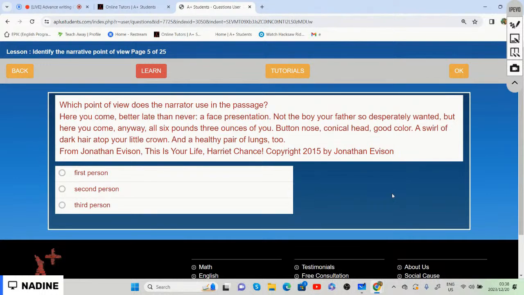All right. Here you come. Better late than never. A face presentation, not the boy your father so desperately wanted, but here you come anyway. All 6 pounds, 3 ounces of you, button nose, conical head, good color.